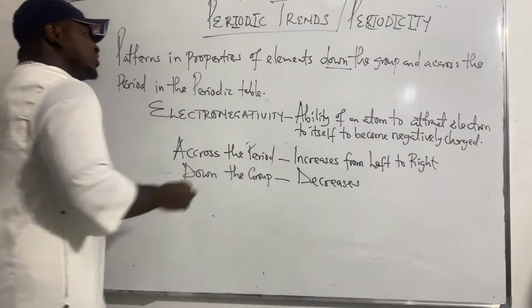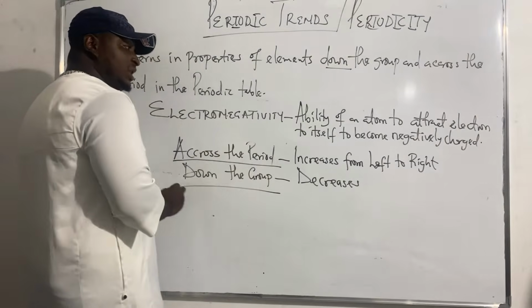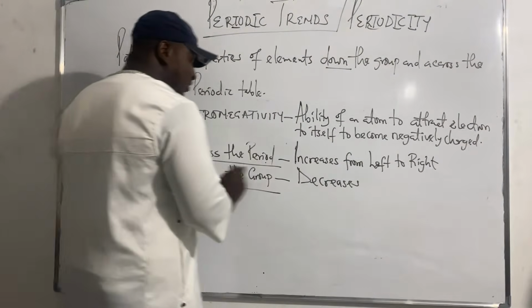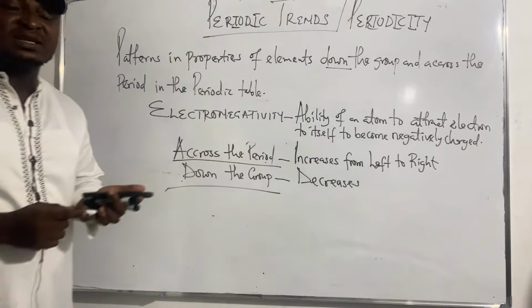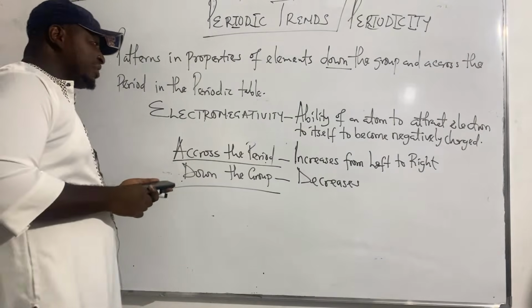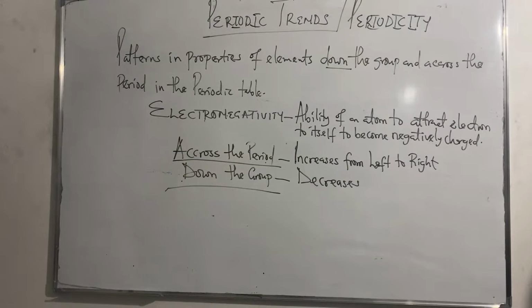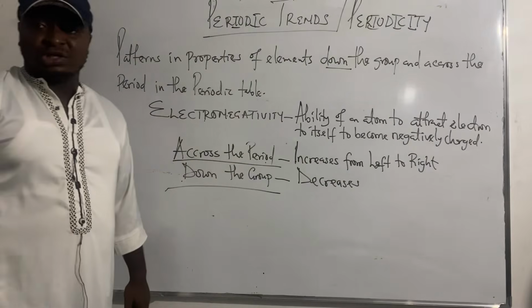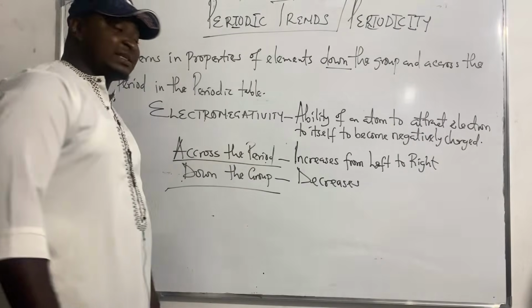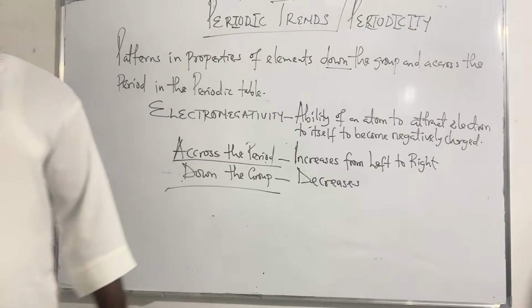Class, the good thing is that electronegativity also has the same trend as ionization energy. It increases across the period from left to right and decreases down the group.